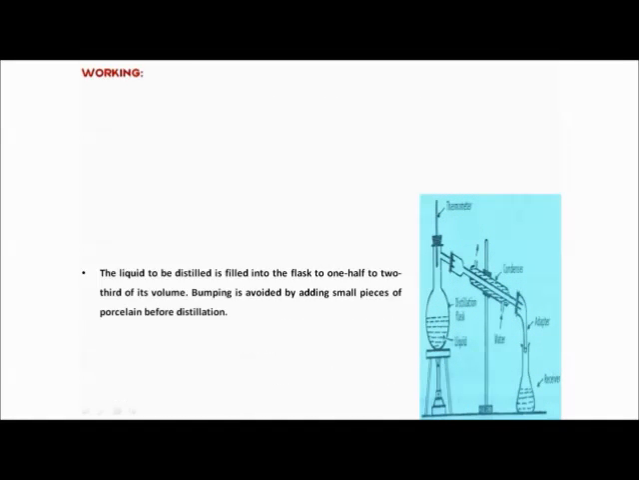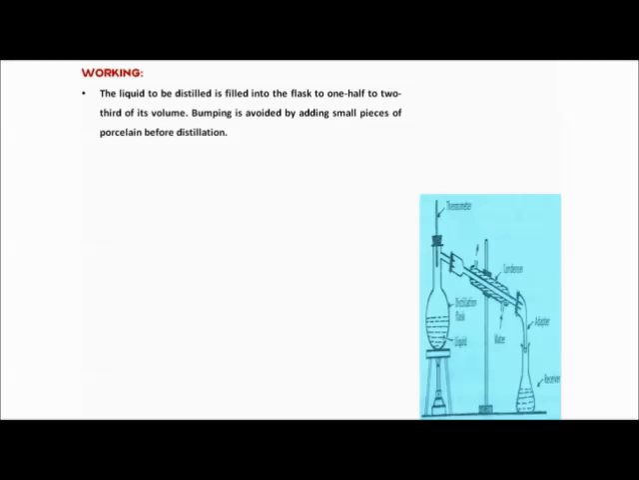So how does it work? Simple. See, the liquid to be distilled is filled here. Whatever liquid you want to distill is filled here, and the volume of the liquid is generally kept at half, or sometimes two-thirds. Along with the liquid, you can also add some small pieces of porcelain. Now why is porcelain added? The porcelain is added simply to avoid bumping. Bumping means formation of bubbles. So you can add some porcelain pieces to avoid the bumping of the liquid which is present here, right?